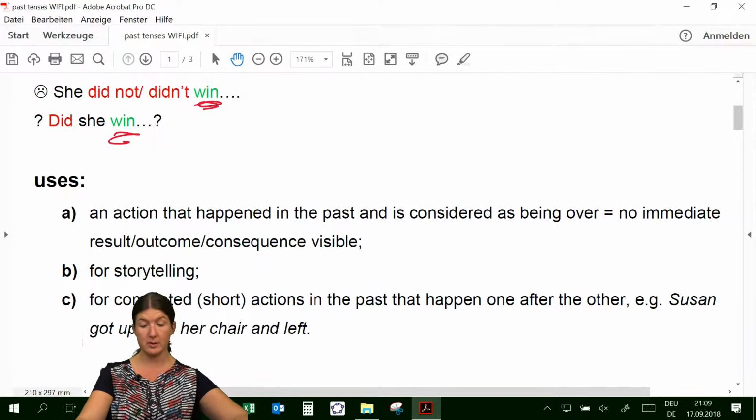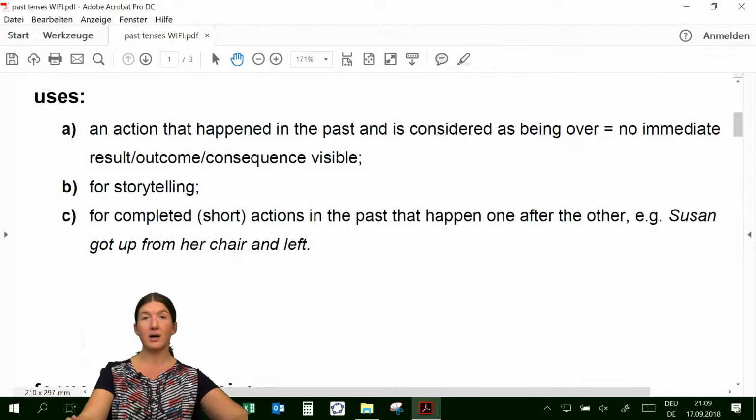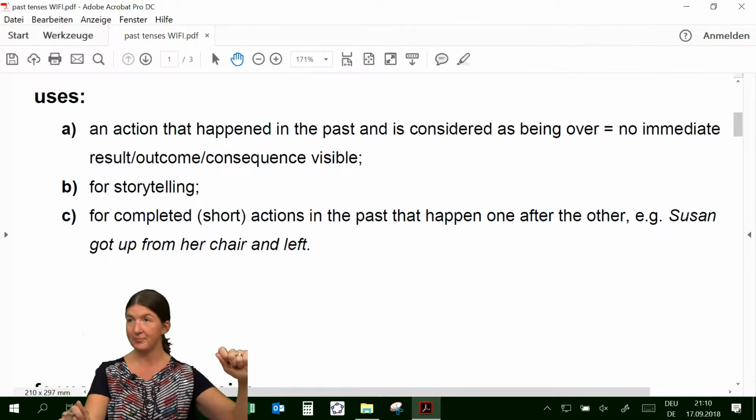Completed short actions in the past that happened one after the other. So Susan got up from her chair and left. Oops. Well, that's two short actions. One has to be completed in order to be able to start the other. You can't get up and leave at the same time, really.